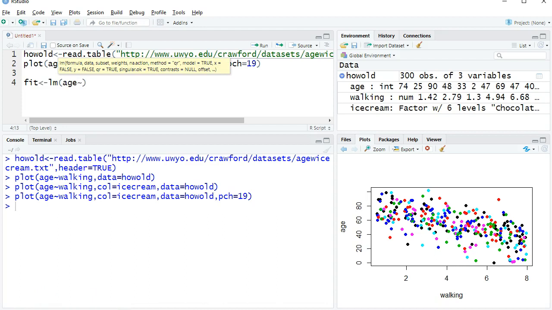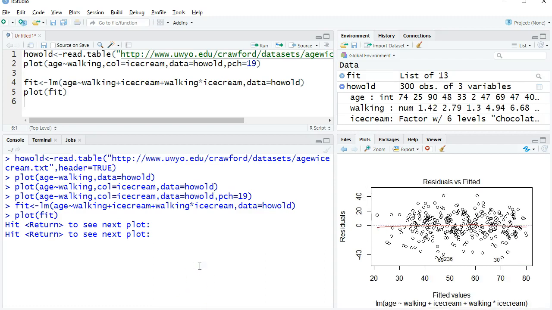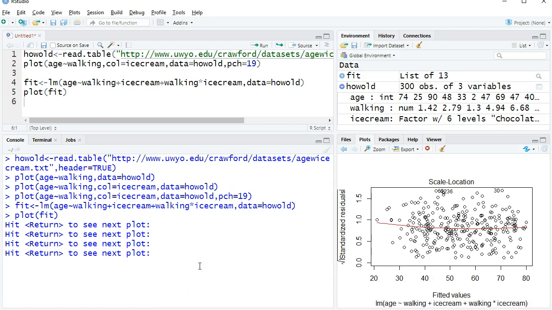When I make my prediction model, I'm going to do age with walking and ice cream, and then I'm going to have walking times ice cream. And the reason for that is something that we will want to talk about later. And first thing I want to do is plot that fit to make sure that I like the way the residuals look. Okay, residuals are looking all right.